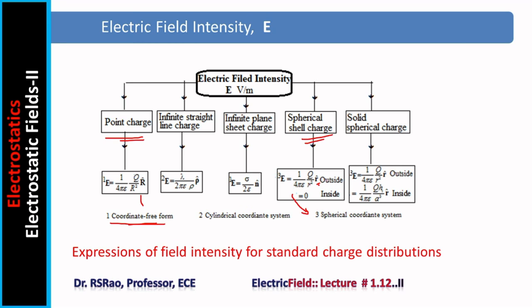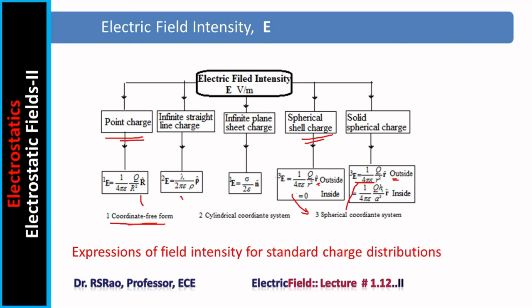The similarity is also there. Form wise they are same. Field intensity is inversely proportional to distance square. Field intensity is proportional to charge. Here also field is inversely proportional to distance square. Field is proportional to total charge over the spherical shell. Come here also it is same as spherical shell, but it is in spherical coordinate system. Small r is there means it is spherical. Capital R there means it doesn't belong to any coordinate system.